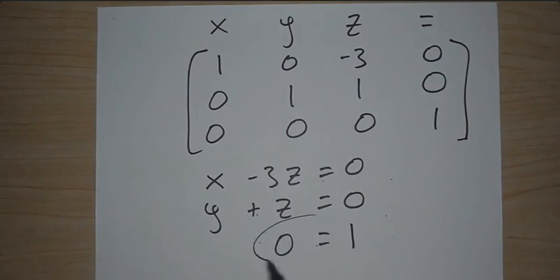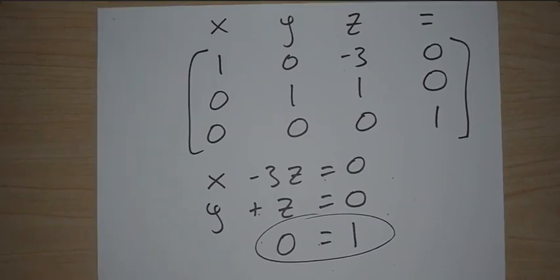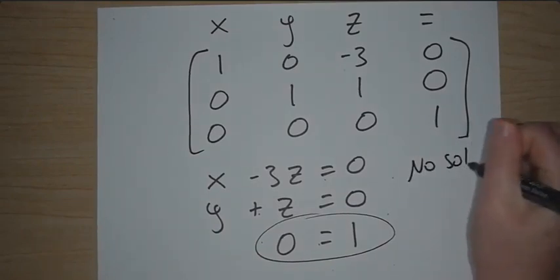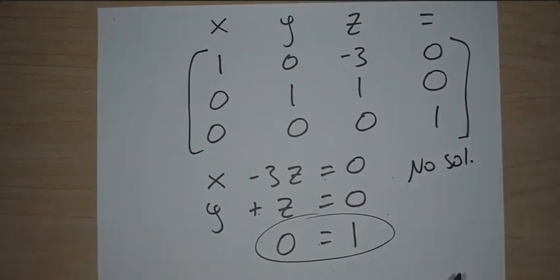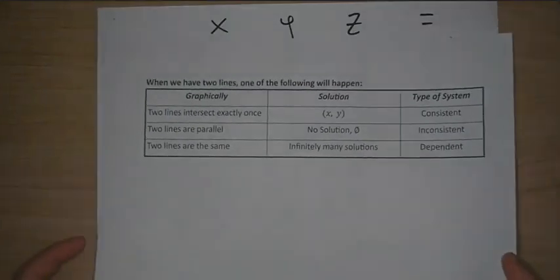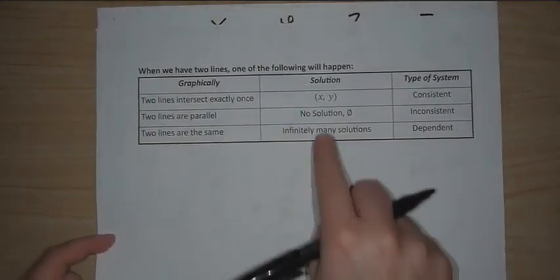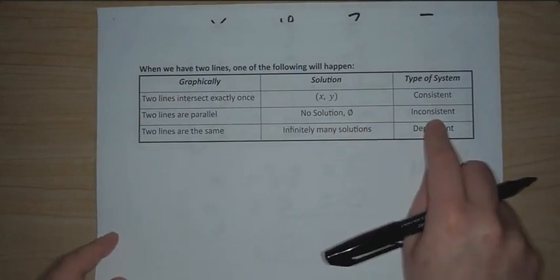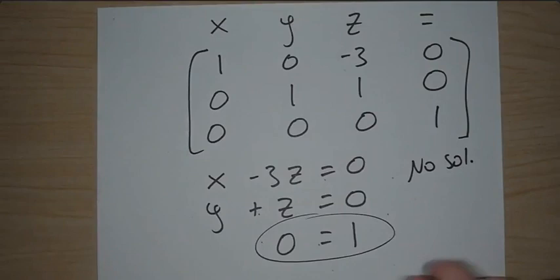So that's essentially saying that 0 is equal to 1. We notice that this is an impossible statement. It makes no sense, which means that we have no solutions, because this makes 0 sense. So we have no solution for this system. We go back to our table, and if we have no solution, then the type of system is inconsistent. So this is an inconsistent system.